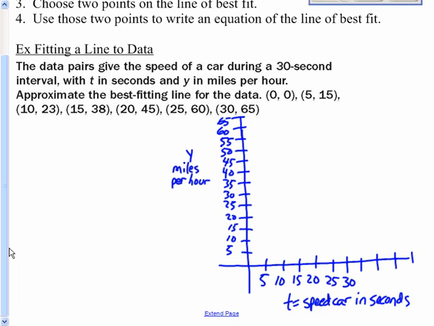We have the speed of a car during a 30-second interval. t is your input, your time in seconds. y is your miles per hour. Obviously at time t being 0, you're at 0 miles per hour right before you started. 5 seconds later, you're at 15 miles per hour. And look at the end of this. At 30 seconds later, you're finally at 65 miles per hour.